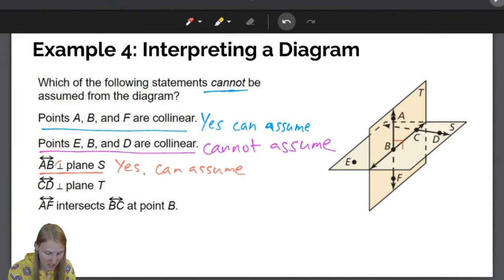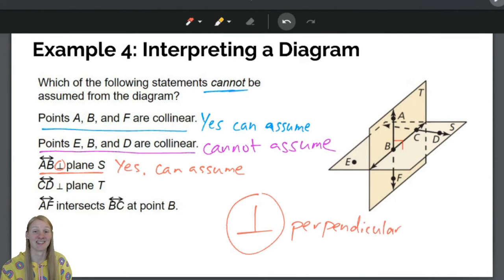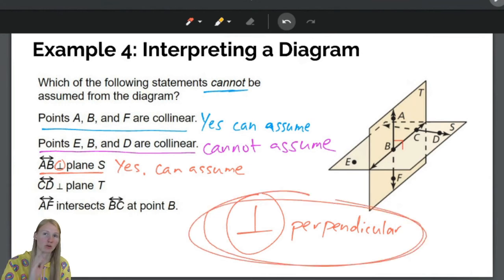Oh, and that's what this T means. I'm sorry, I might not have said that. This upside down T means perpendicular. You're going to see that a lot in this chapter and in subsequent chapters, so in chapters in the future. So make sure that you know this. Write it down. The upside down T means perpendicular.